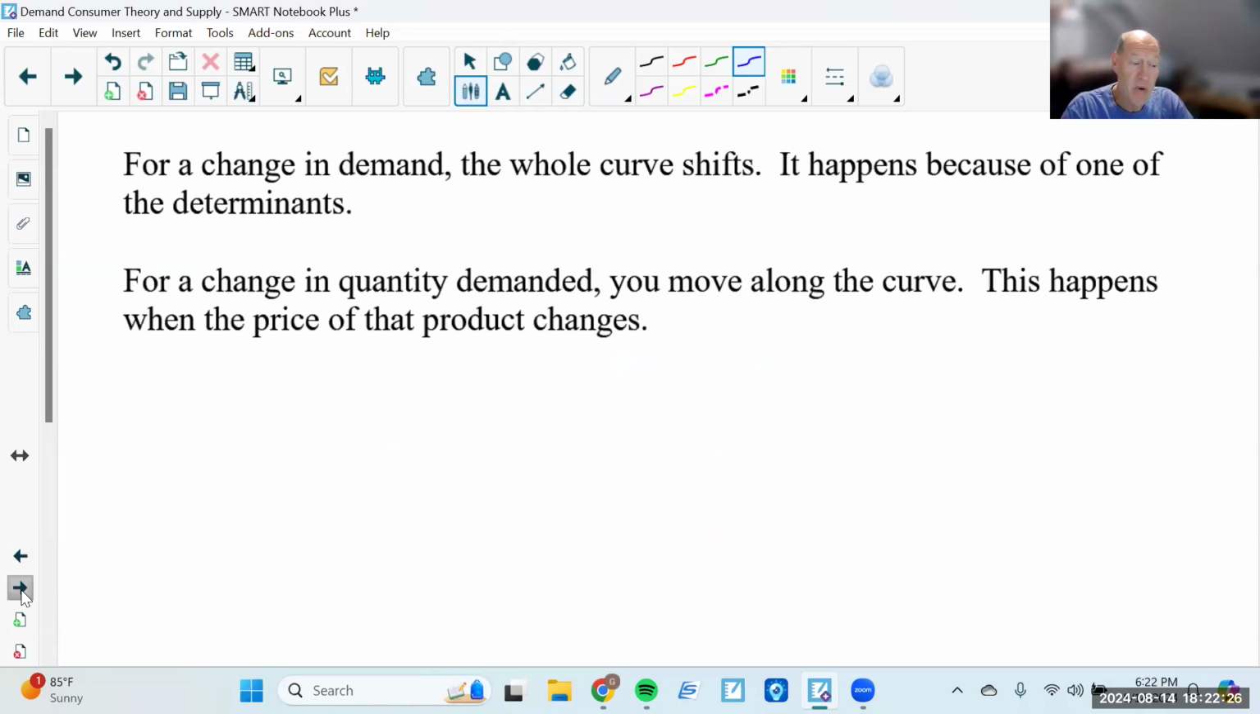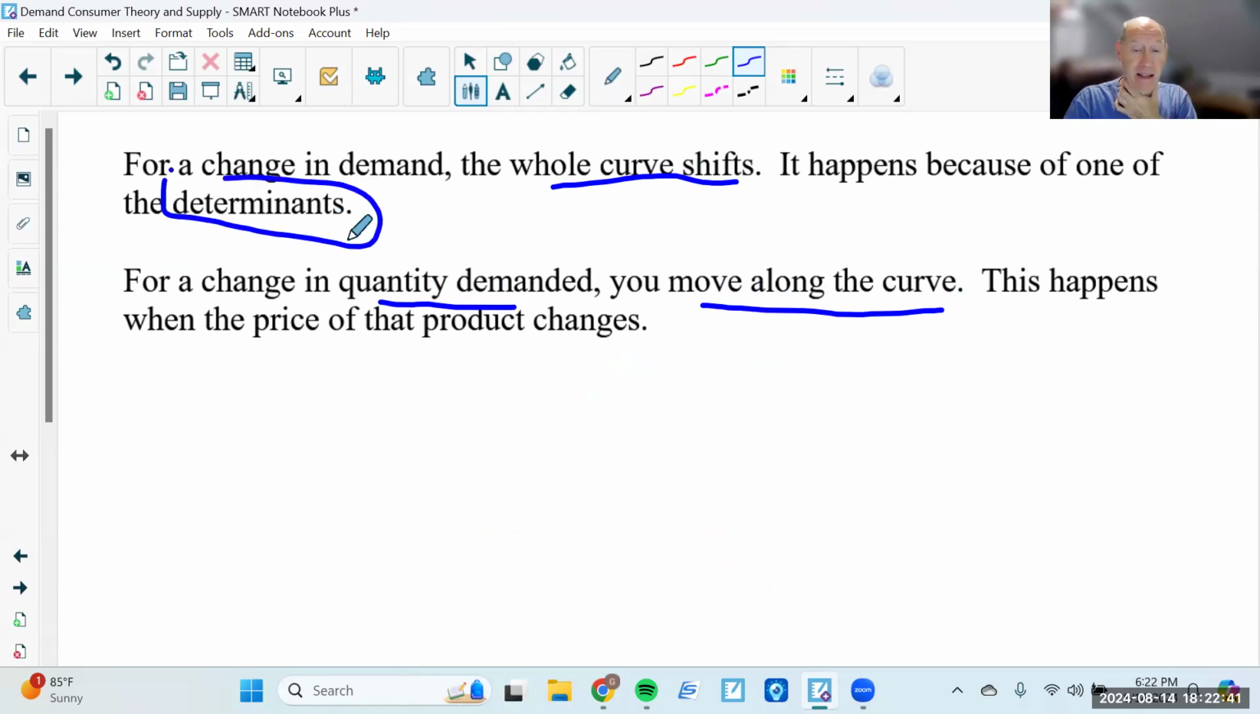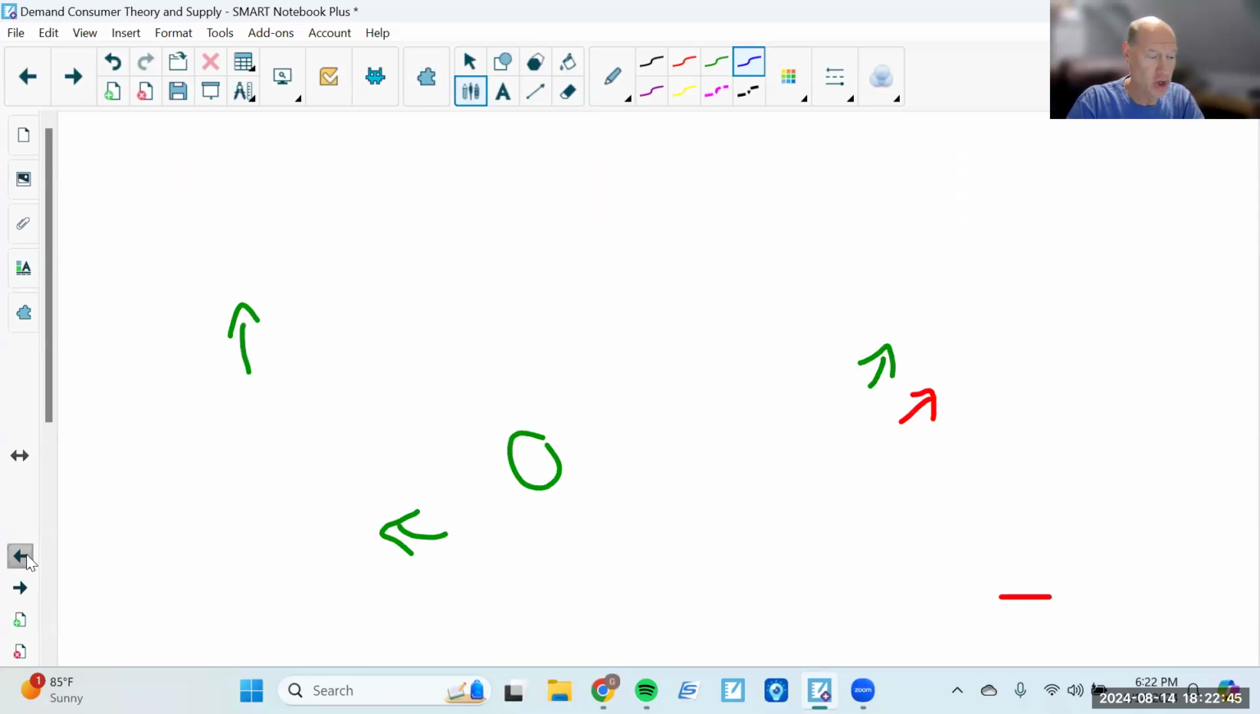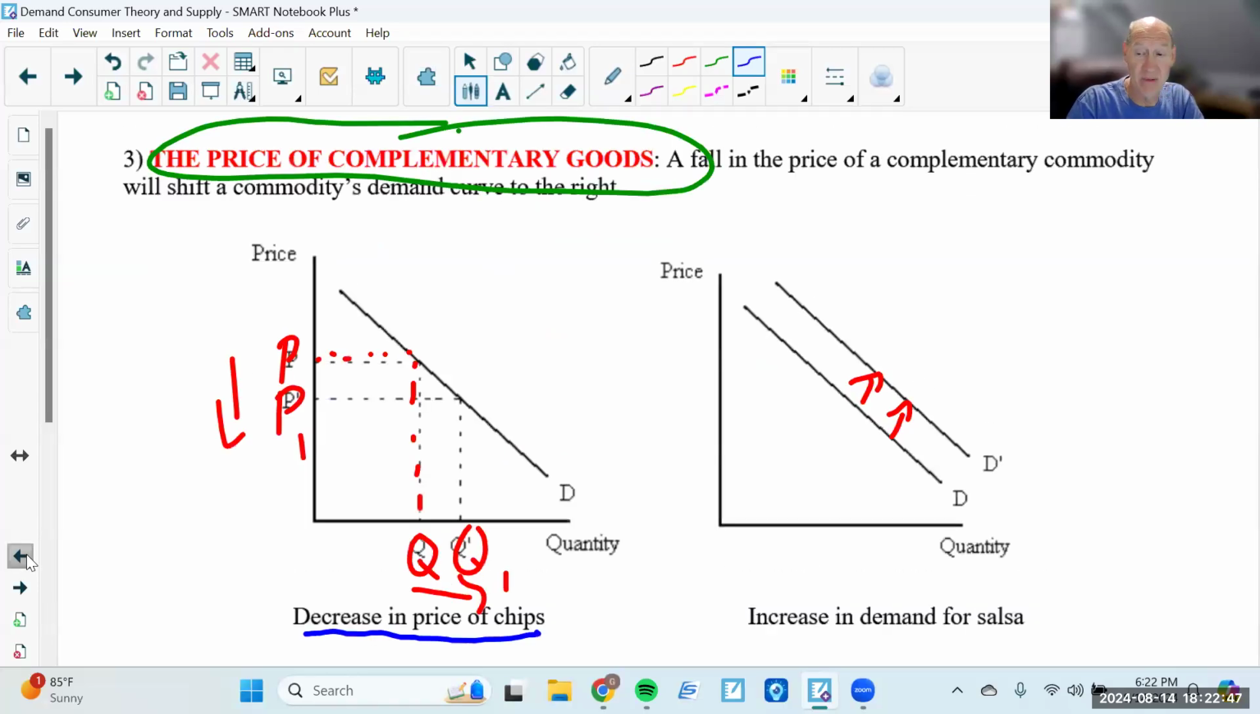All right, make sure you know the difference between a change in demand, which shifts the entire curve, and a change in quantity demanded, which is moving along the curve. The change in demand occurs when there's one of the determinants. And on the AP exam, we're never going to say, list the 6 determinants. In fact, some books have 7 determinants. Some books have 5 determinants.